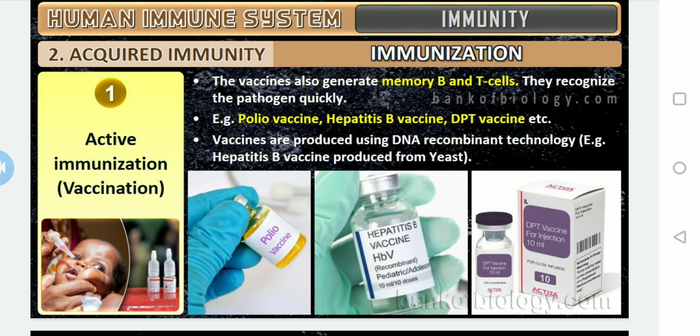The vaccines are produced using recombinant DNA technology. Example, the hepatitis B vaccine is produced from yeast. Even the vaccine they are presently working on for the coronavirus, the COVID-19 vaccine, uses the same process. The same principle is behind all these things.